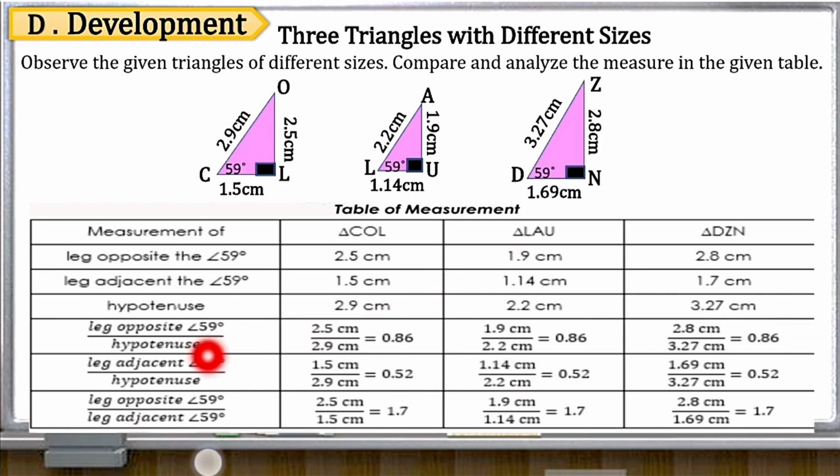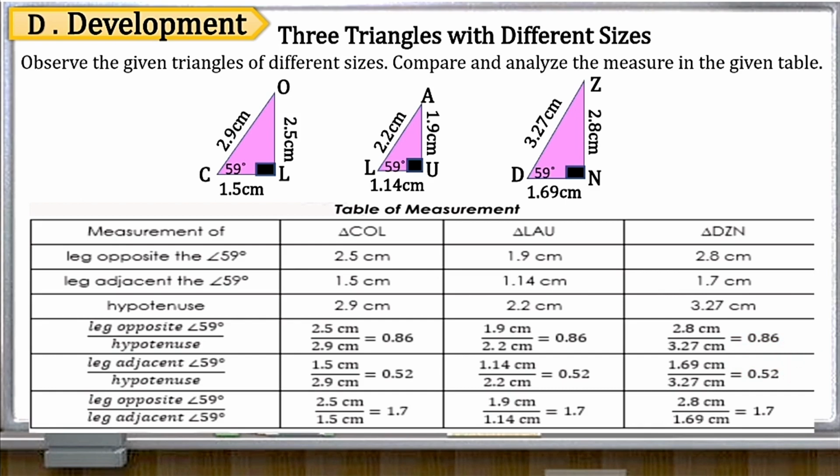Next class is leg adjacent to 59 degree over hypotenuse. So 1.5 cm over 2.9 cm is 0.52. Then 1.14 cm over 2.2 cm is equal to 0.52. Next is 1.69 cm over 3.27 cm is equal to 0.52.